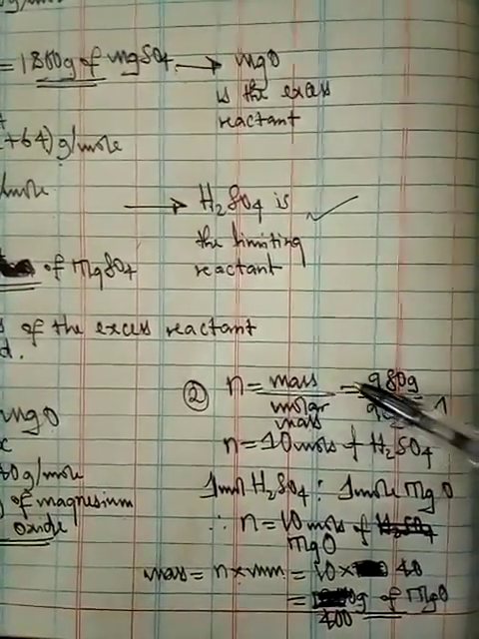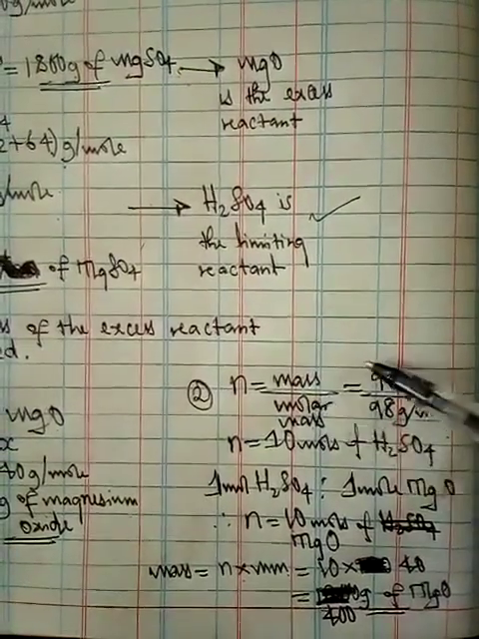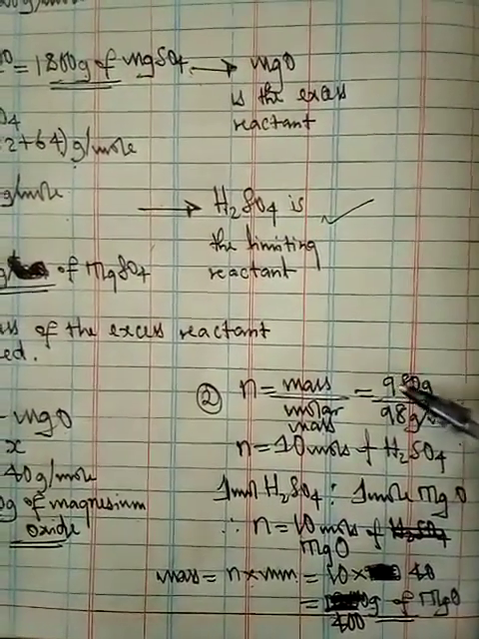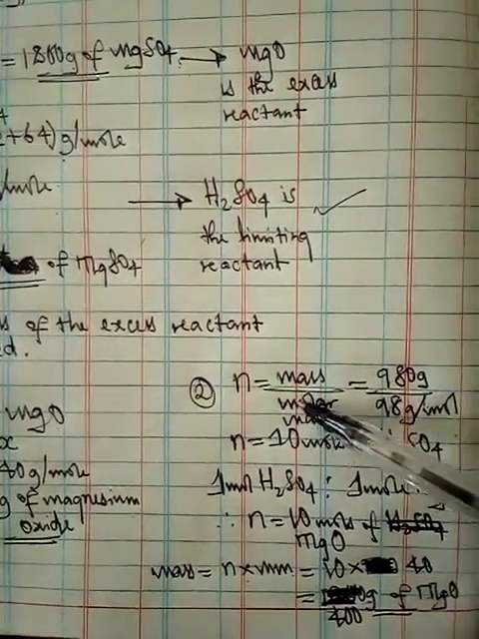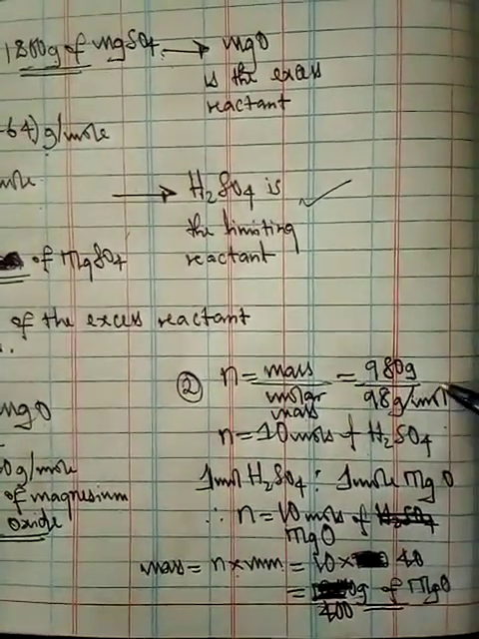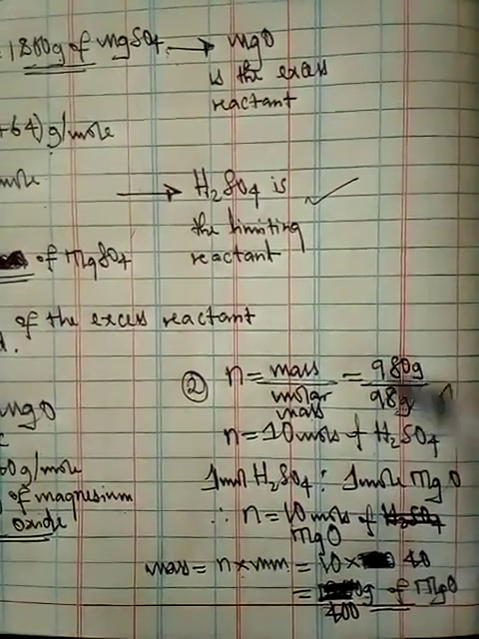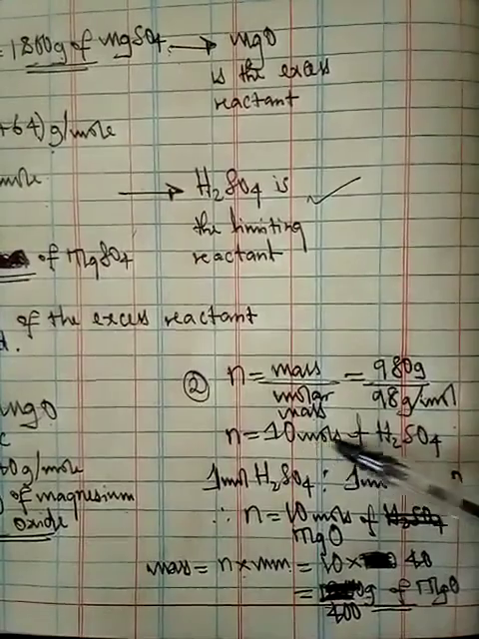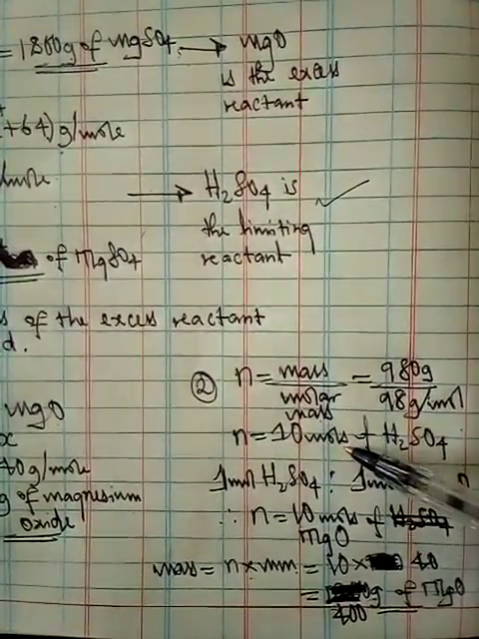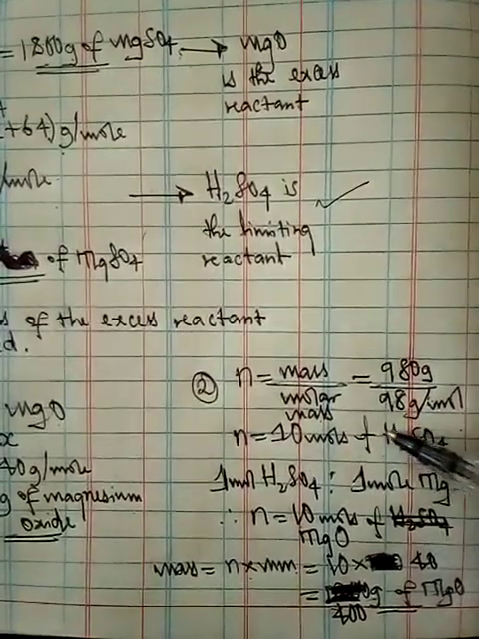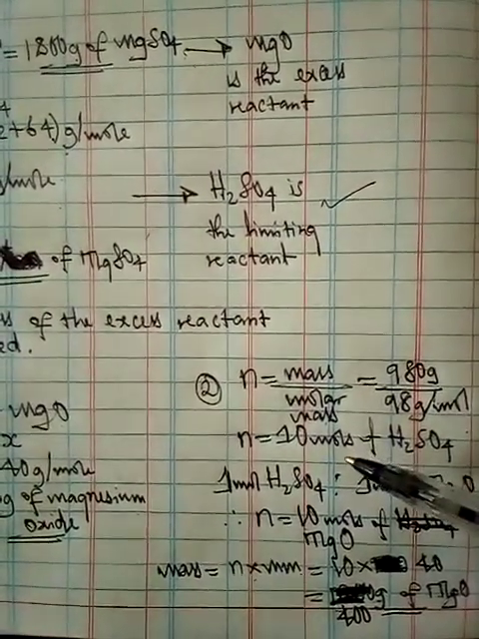The mass of sulfuric acid, again, why am I getting sulfuric acid? Because sulfuric acid is the limiting reactant. The value here is 980 grams. That is what was given. The molar mass for the sulfuric acid is 98 grams per mole. If you divide these values, you're going to see that the number of moles of sulfuric acid is just going to be 10 moles. Okay, so 10 moles of sulfuric acid is what was used overall in this chemical reaction.